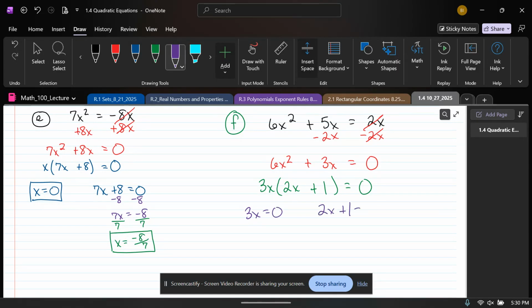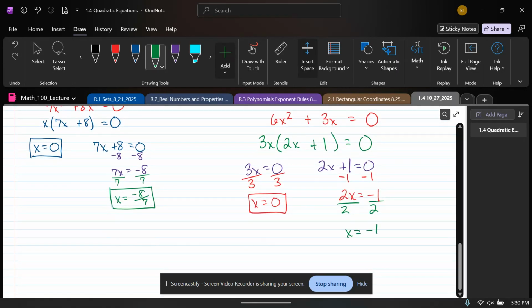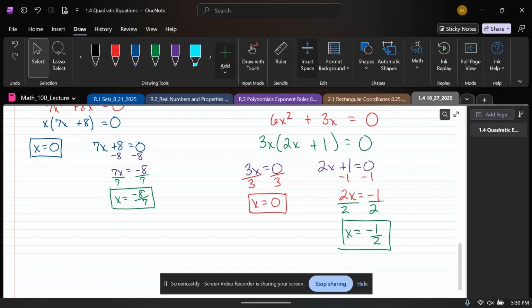A little bit more work on this one to do. Divide by 3. 0 divided by anything is 0. So that's x equals 0. This one I'm going to subtract 1, and then divide by 2. Negative 1/2. So solving by factoring there with GCF. We've done the X method, we've done GCF, and then setting those factors equal to 0. That's the keys.